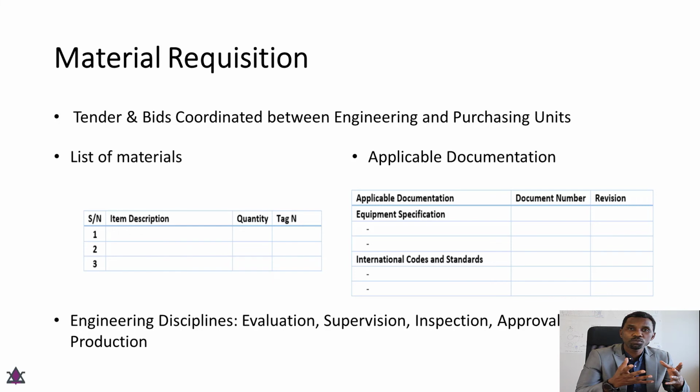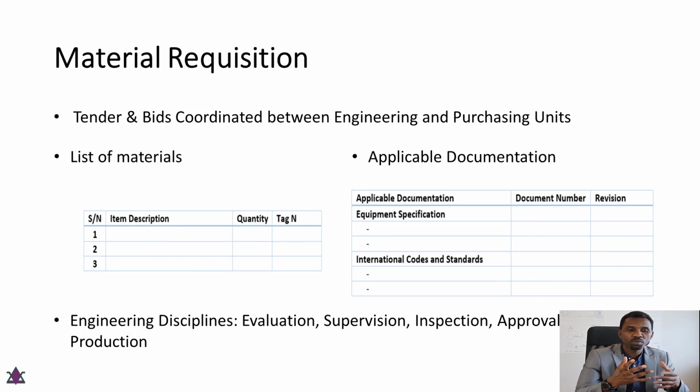Also, you have applicable documentation, which has the equipment specification as we have described before, as well as the international codes and standards. These equipment specifications may be excerpts from these international codes and standards, or some performance characteristics based on the design. But you also need to attach the international codes and standards because they provide more details with respect to inspection, testing, and final acceptance.